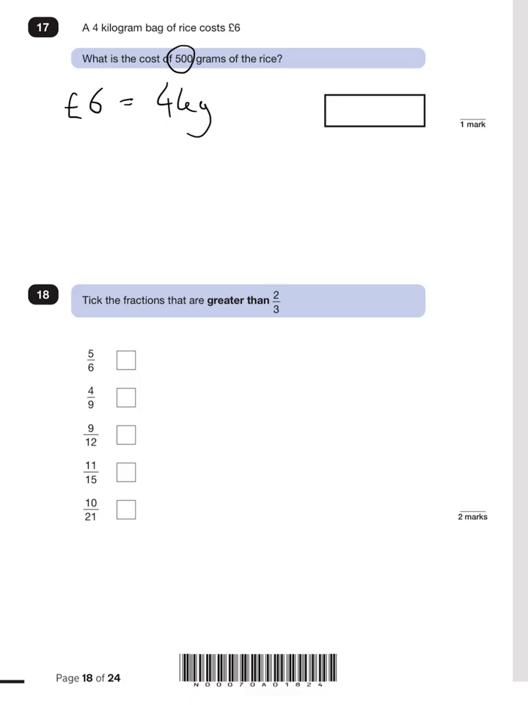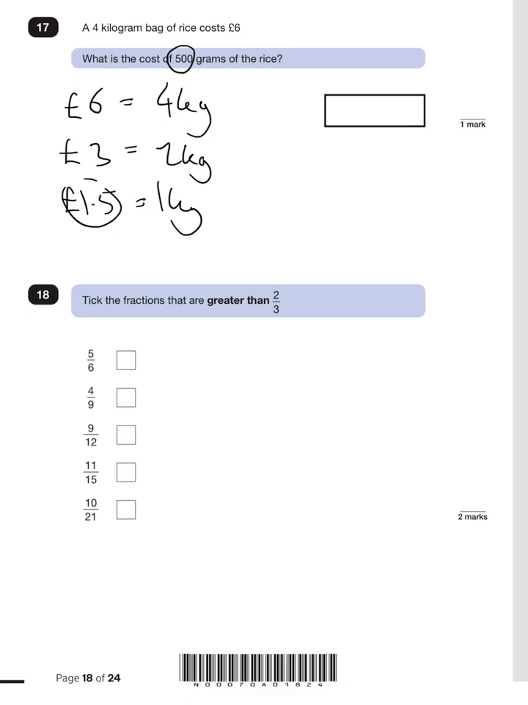A quick way to do this in your head, I find, for me, I would just halve it. So half of 4 is 2, so 2 kilograms must be £3. 1 kilogram should therefore be £1.50. We're looking for 500 grams, so we're just going to halve £1.50. Half of £1.50 is 75p.